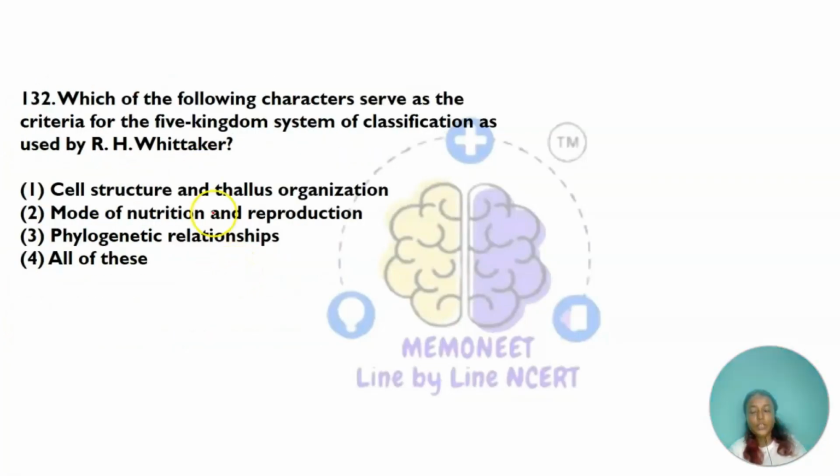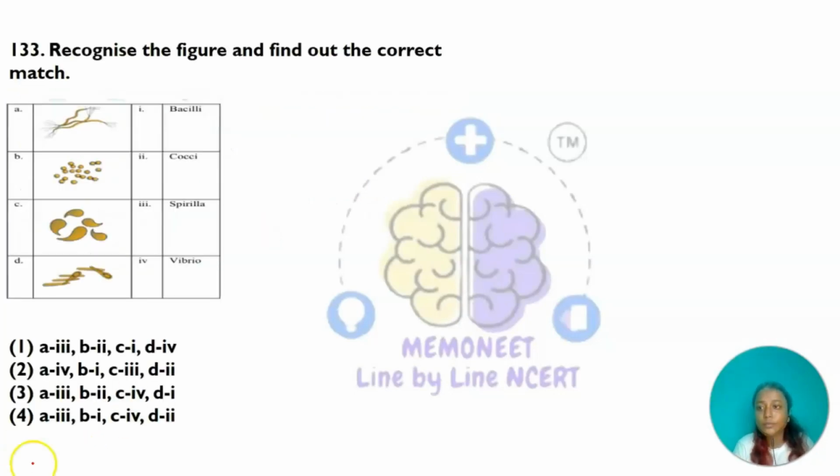Let's look at the next question, which is: which of the following characters serve as the criteria for five kingdom classification used by R.H. Whittaker? Cell structure, thallus organization, mode of nutrition, reproduction, phylogenetic relationship, which is all of the above. So all of these criteria were taken into consideration when R.H. Whittaker was deriving the five kingdom classification. Now let's move on to the next one.